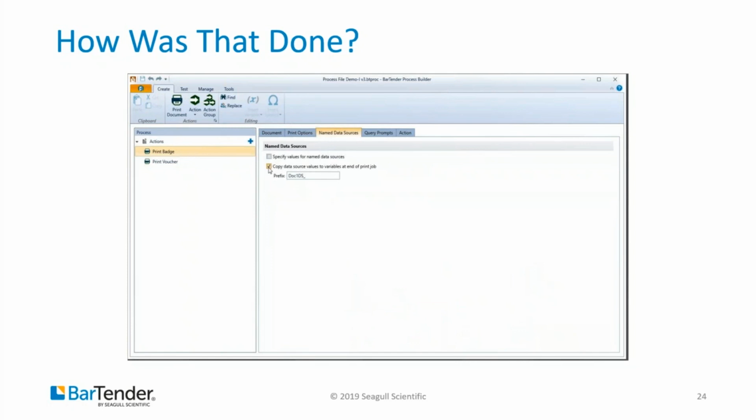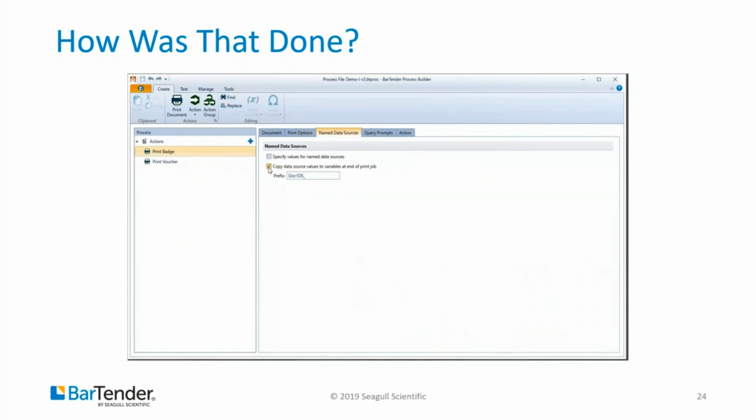Whenever we want to share data across documents, specifically when we want to share named data sources across documents and actions, we want to make sure that we actually have named data sources in that document to reference. And second, once we start building this process, we want to make sure that we check this box that says copy data source values to variables at the end of print job. And we can give it a prefix if we want. The prefix is optional, but we can give it a prefix so we can easily identify it.